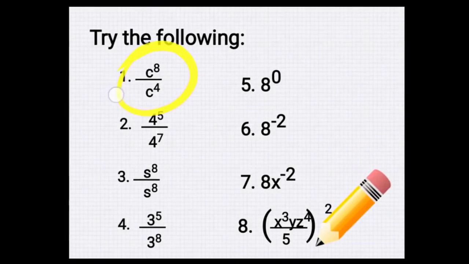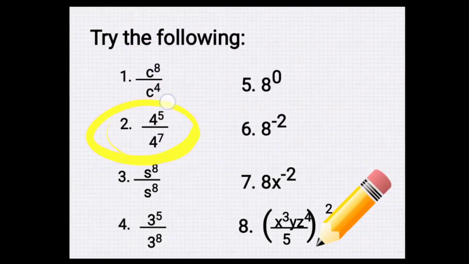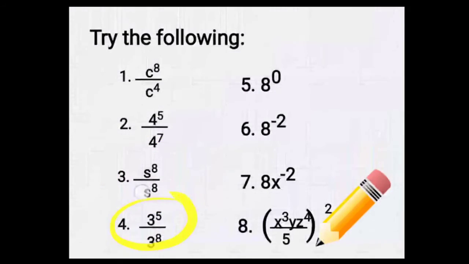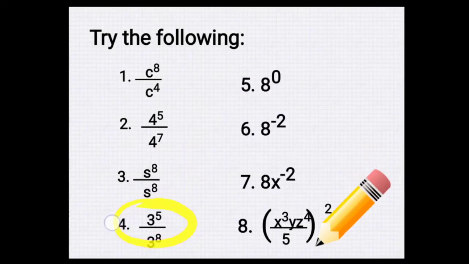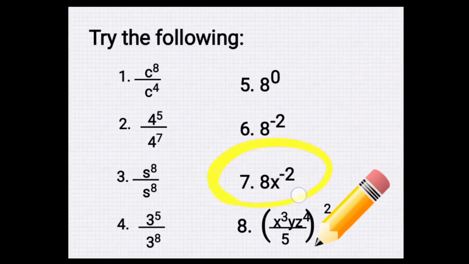For number 1, the correct answer is c to the 4th power. For number 2, it is 1 over 16. For number 3, that is equal to 1. For number 4, the answer is 1 over 27. For number 5, that is equal to 1. For number 6, that is equal to 1 over 64. For number 7, the correct answer is 8 over x squared.